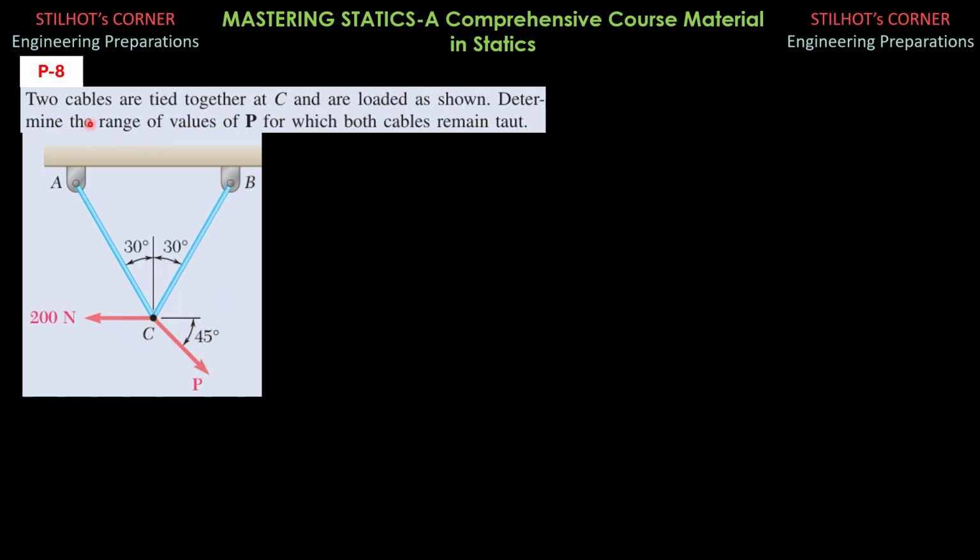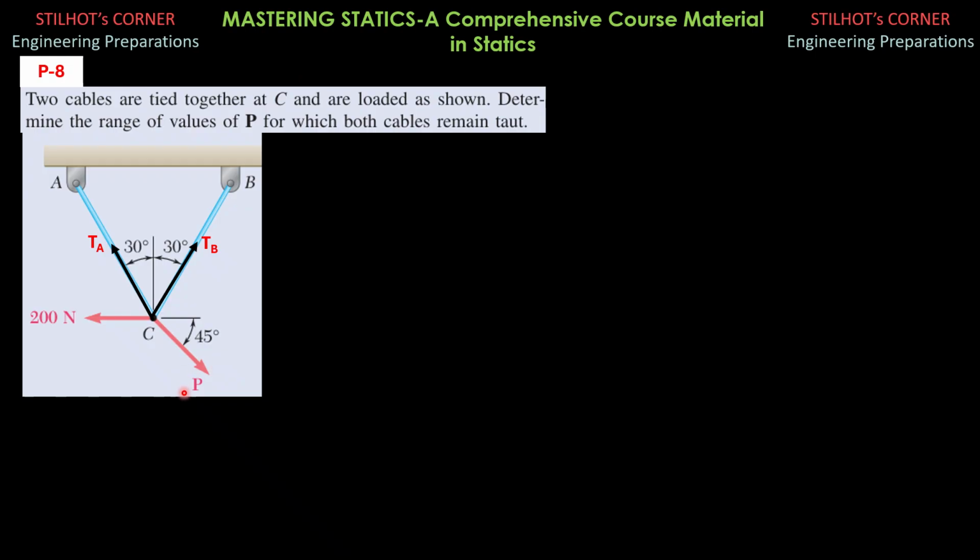Problem 8. Two cables are tied together at sea and are loaded as shown. Determine the range of values of P for which both cables remain taut. So that two cables remain taut and we'll get the minimum to maximum value. For minimum P, there should be no tension at A and it will be held by this tension at B here. So obviously P would be minimum. So we set tension at A 0, only T sub B will have a value and the cables will remain taut for that case.